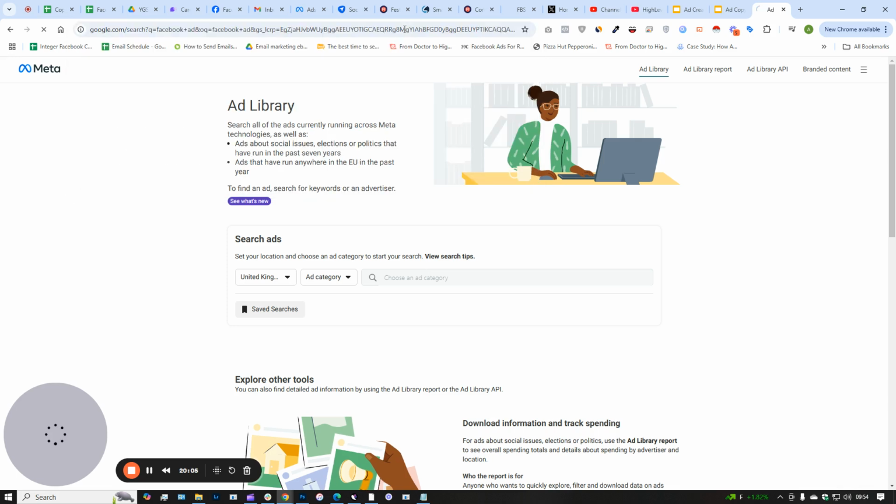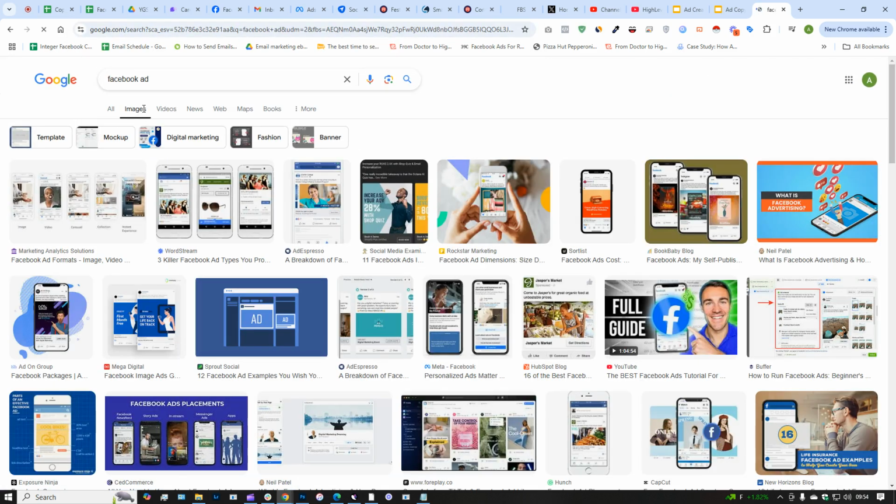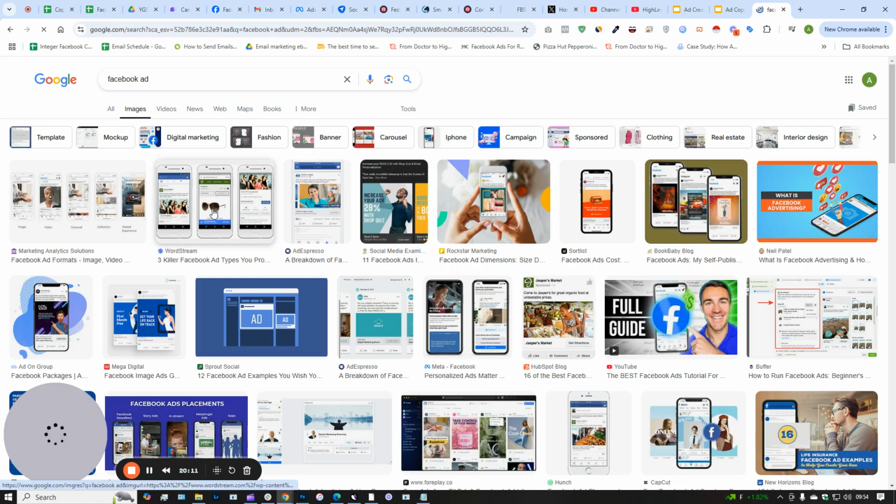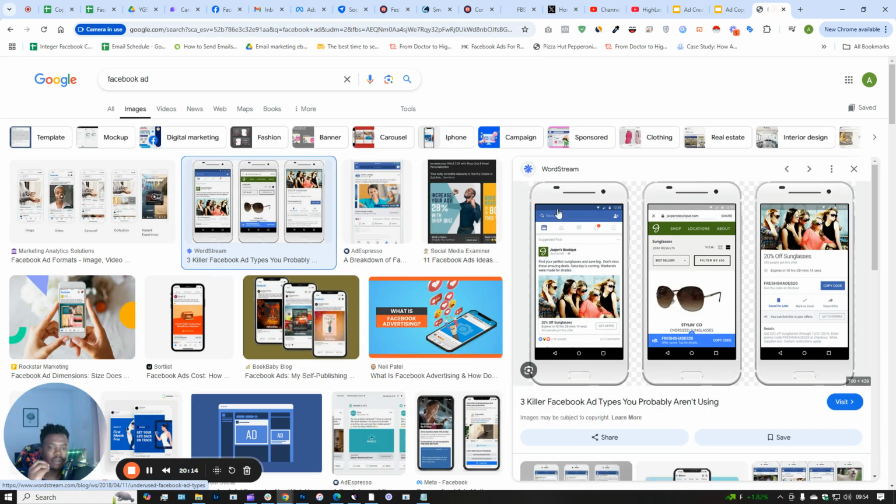Let me go to images. Perfect. So when you're creating a Facebook ad, this is how the sequence works. Somebody is going to see your creative first. Then they're going to read the headline. Then they're going to read the ad copy. And then they're going to decide whether they want to take action or not. This is the chronological order in which your average consumer is going to view your advertisement. First is the creative, then the headline, and then the ad copy.